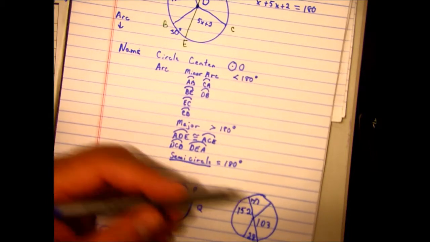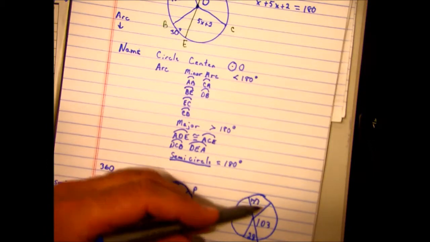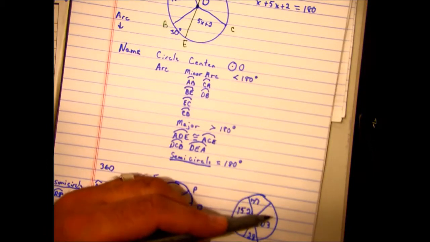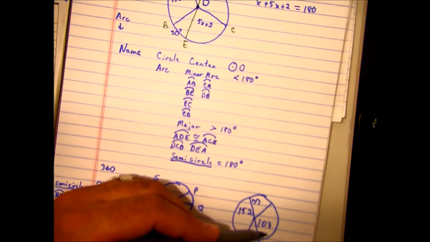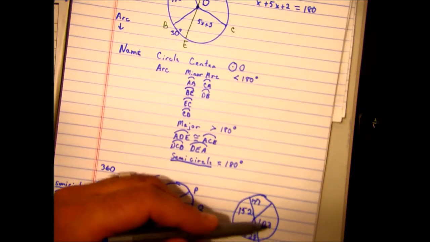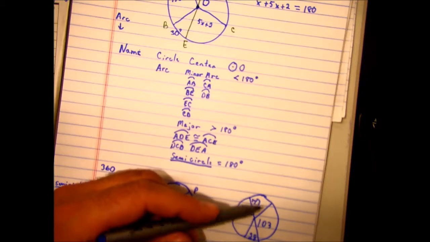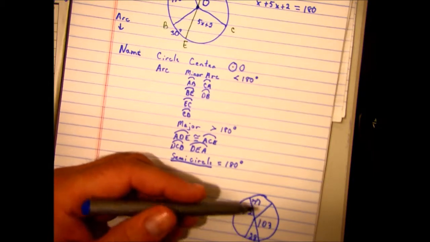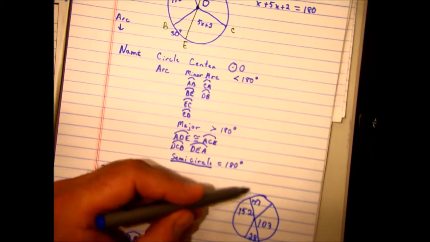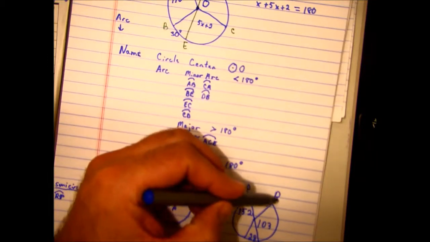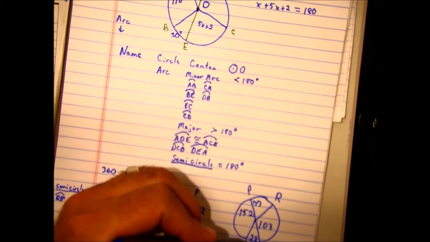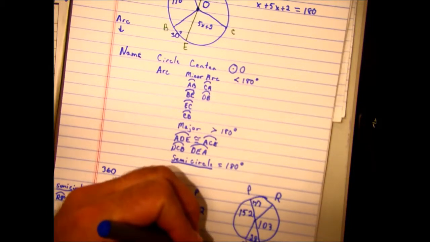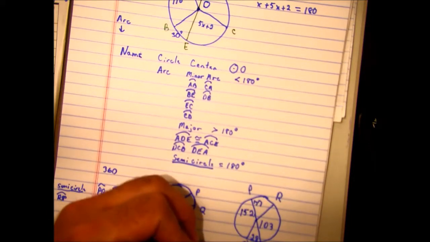Then you have to go back and find the measurements they're talking about. They talk about PR. PR is already on there, 77. They talk about RS. We did that. That's 103. They talked about arc PQ. Now, you should know that's over 180 degrees. So you would go from P to R to Q, which means it's 180 plus another 28, all the way around. So that would be 208.